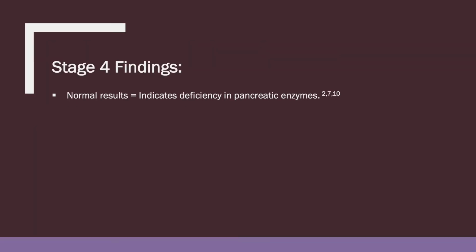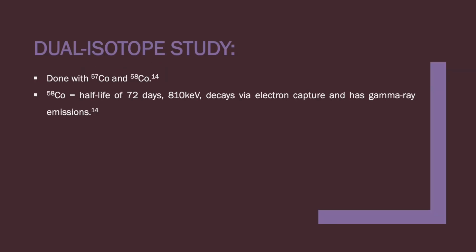Thus, if the findings are normal in stage 1, this is indicative of pancreatic enzyme deficiency. Schilling's test may also be performed as a dual isotope study, and this is achieved through the usage of cobalt-57 and cobalt-58. The characteristics of cobalt-58 include a 72-day half-life, 810 kilo-electron-volt energies, and decays via electron capture and gamma-ray emissions, and it is also produced within an accelerator.